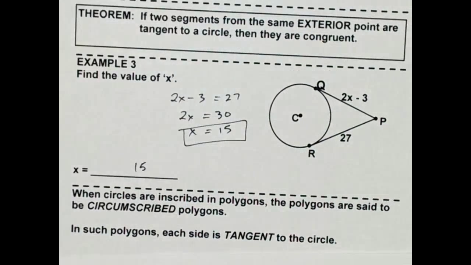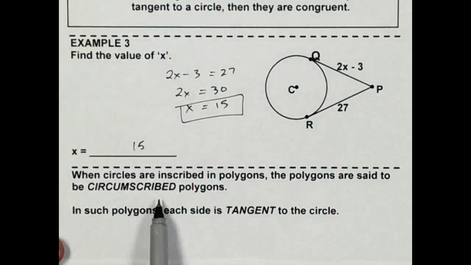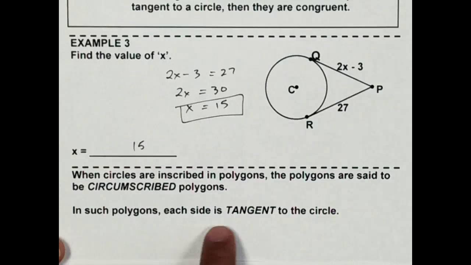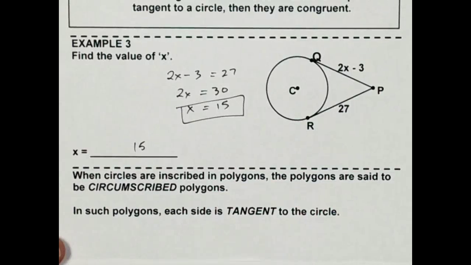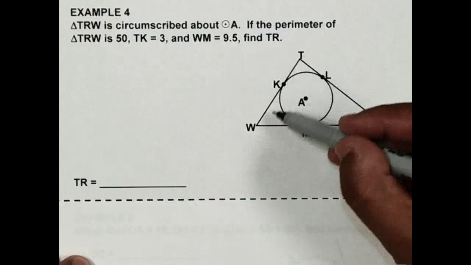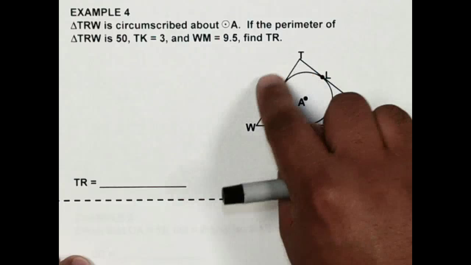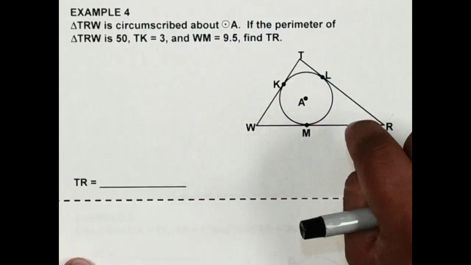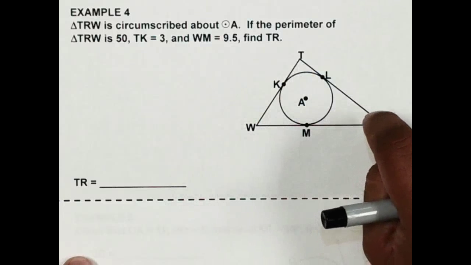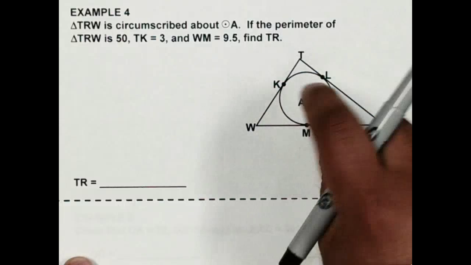The next thing is when circles are inscribed in polygons, the polygons are said to be circumscribed. In such polygons, each side is tangent to the circle. Let me show you what I mean. Here is my triangle, and I have a circle drawn inside. That's what we call circumscribed. All of these points are my points of tangency.